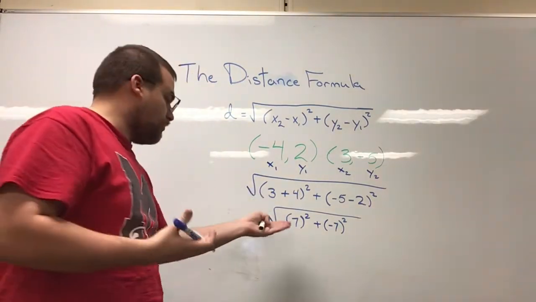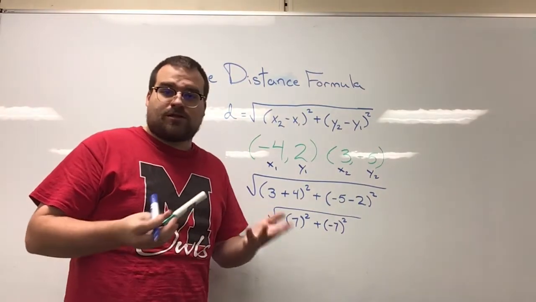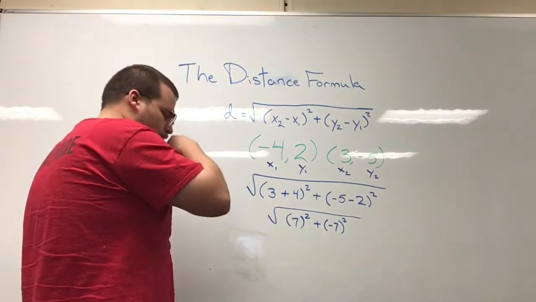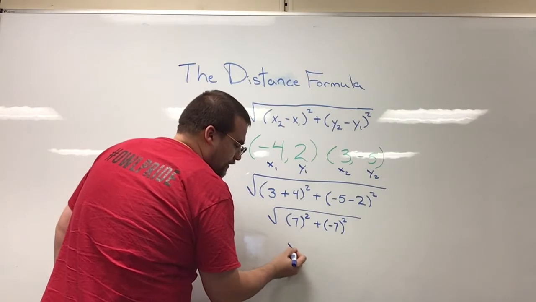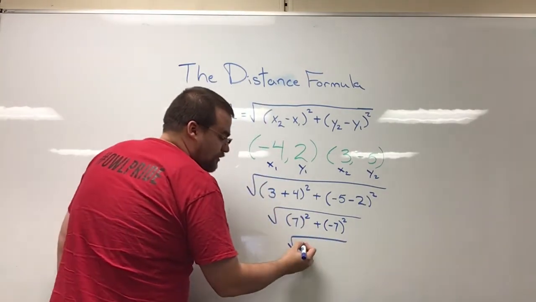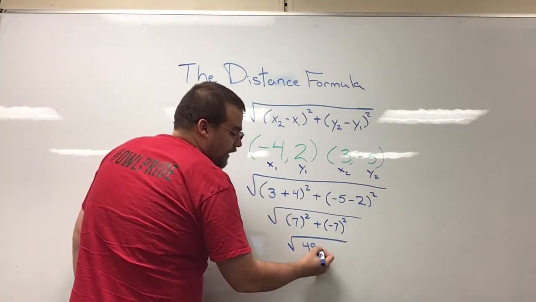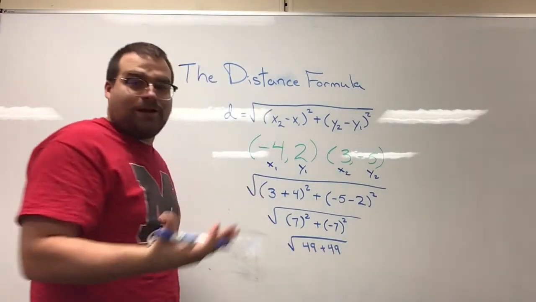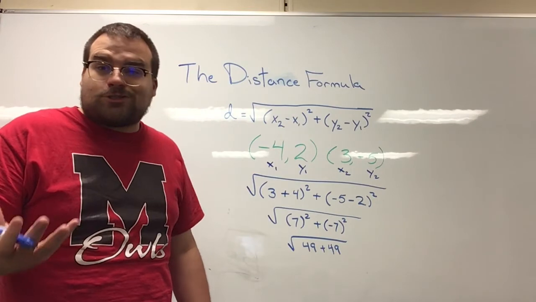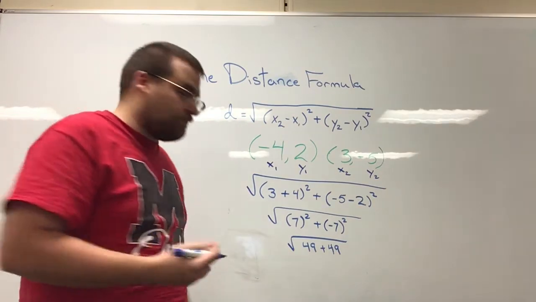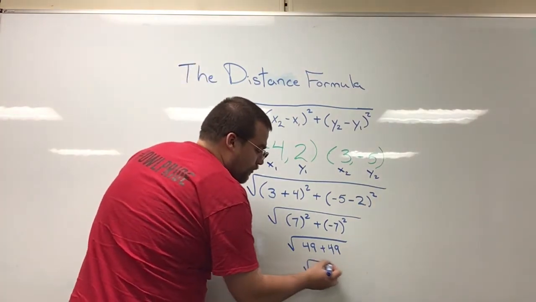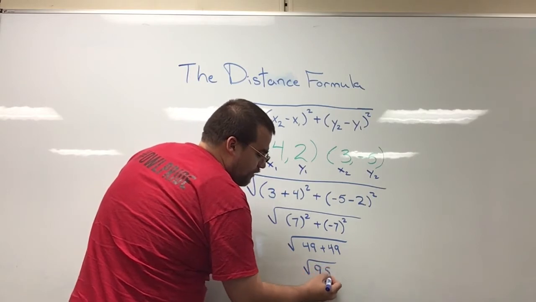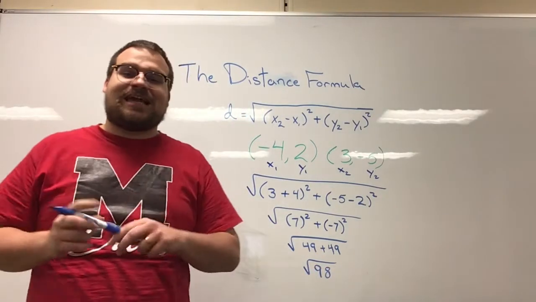Now, let's go ahead and apply those exponents. 7 squared, -7 squared. Sorry about that. Well, 7 squared is 49, and -7 squared is also 49, right? So now let's just add them together, and we're done. 49 plus 49 gets us the square root of 98.